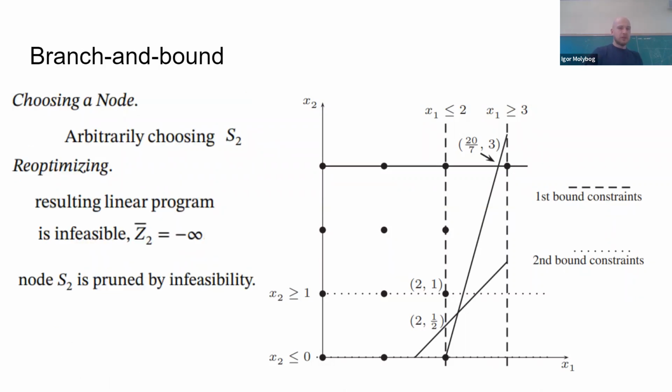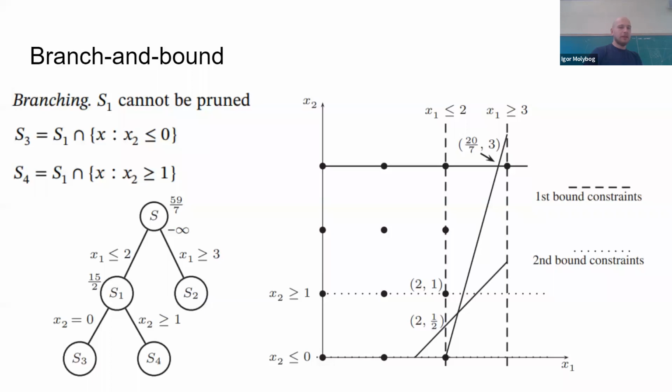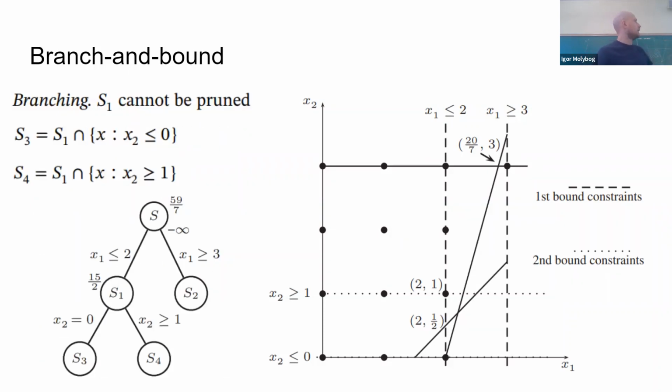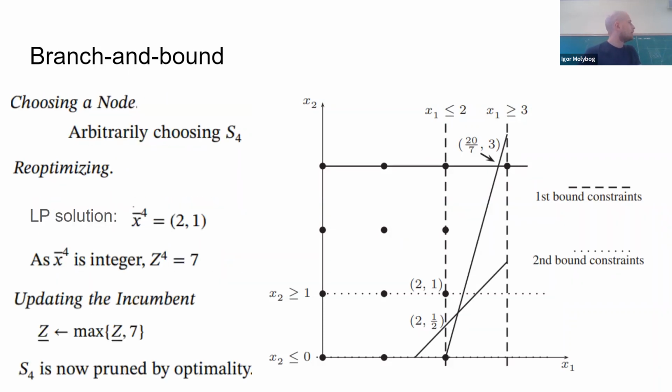Then we choose the node arbitrarily once again. We choose S2. S2 is this piece. Obviously, there is no feasible point over there because everything that is feasible is over here, right? There are no feasible points to the right of x1 greater than 3, and therefore the corresponding linear program is infeasible, and the upper bound is equal to the lower bound is equal to minus infinity, and therefore S2 can be pruned by infeasibility. So S2 leaves our consideration. We don't branch it anymore.